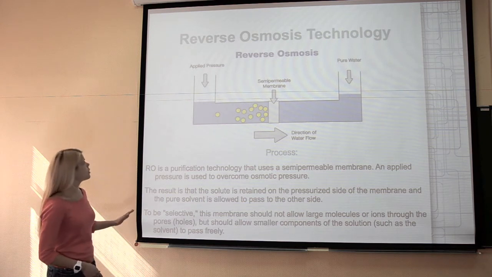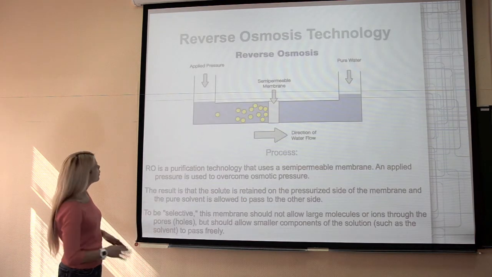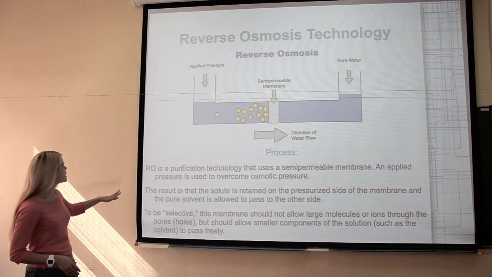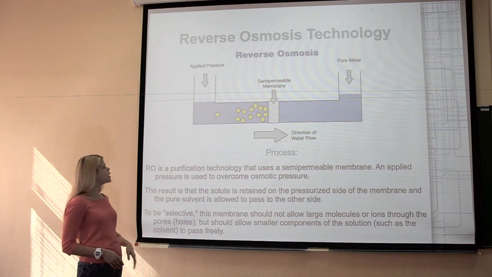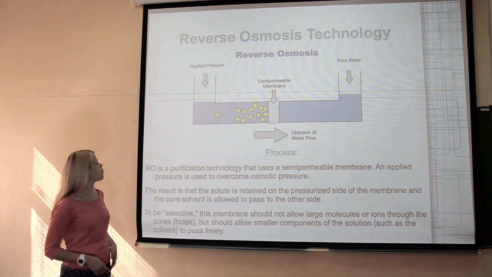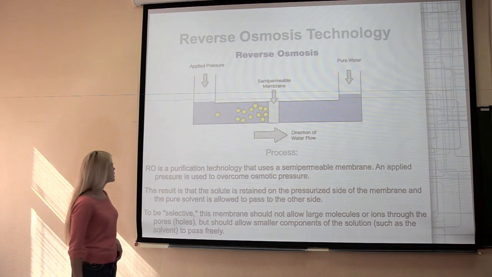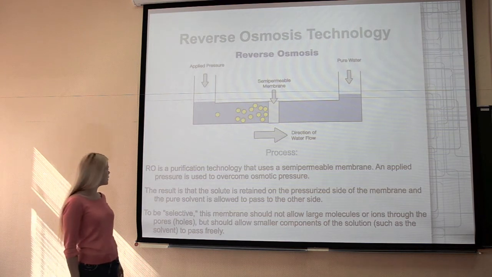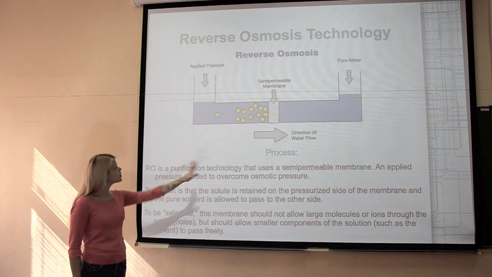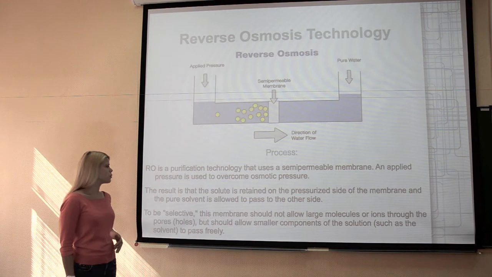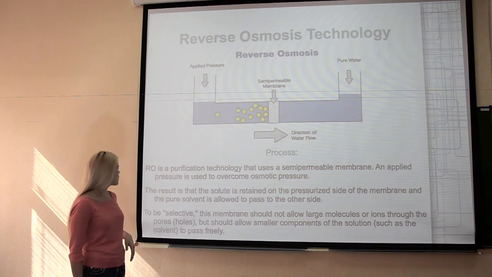Now a few words about the process itself. RO is a purification technology that uses a semi-permeable membrane, and applied pressure is used to overcome osmotic pressure. The result is that the solute is retained on the pressurized side of the membrane, and the pure solvent is allowed to pass to the other side. To be selective, this membrane should not allow large molecules or ions through the pores, but should allow smaller components of the solution.